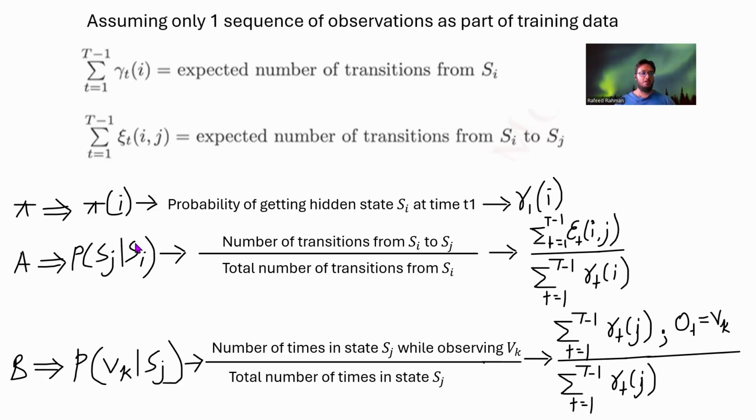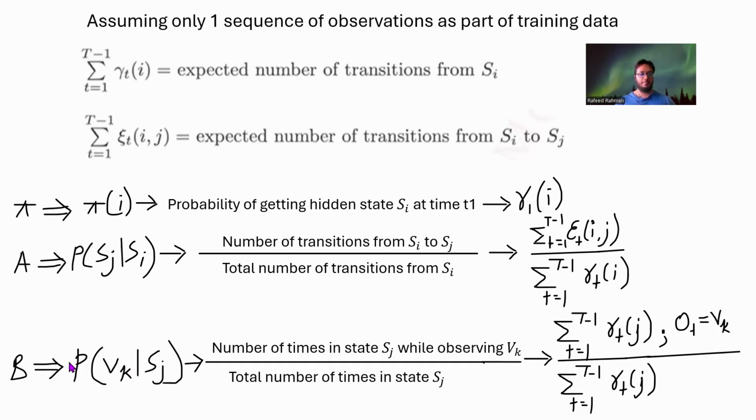What is the probability of transitioning from state Si to state Sj? Very simple. The number of transitions you make from state Si to Sj, and the total number of transitions you make from Si. So the total number of transitions you make from Si is the summation of the gamma t(i)'s, and the upper one is the summation of the psi t(i,j). So this is how you can get the transition matrix for all the combinations of Si and Sj.